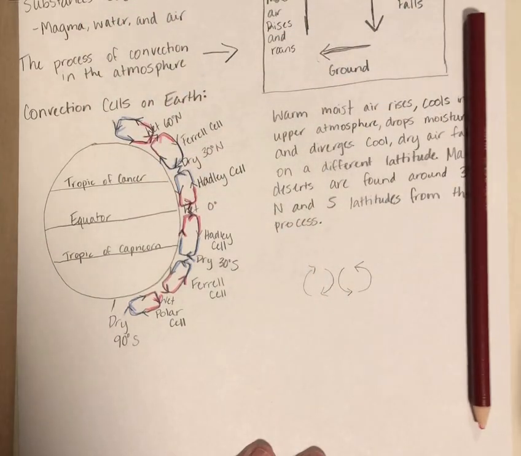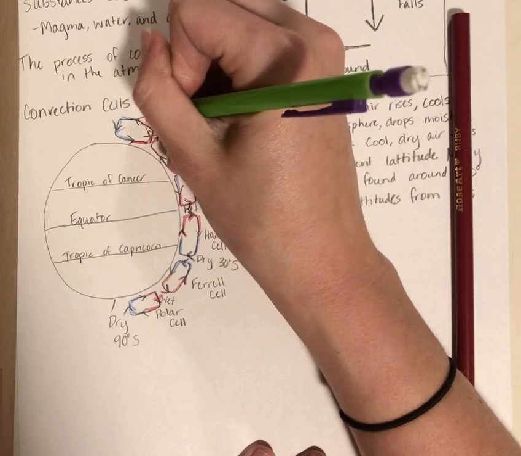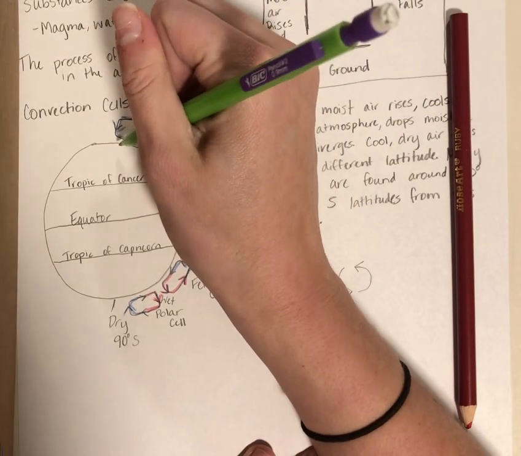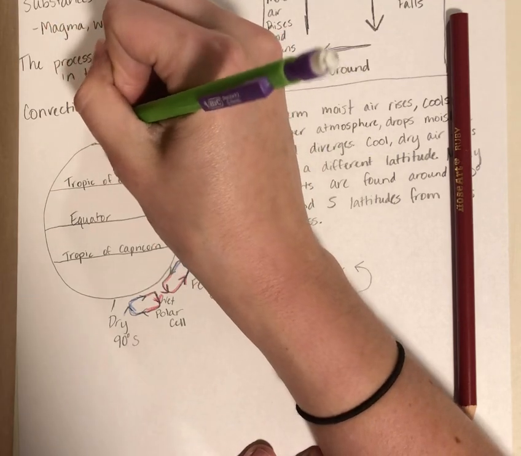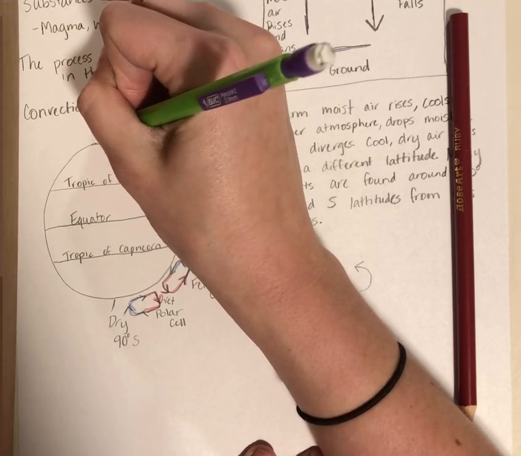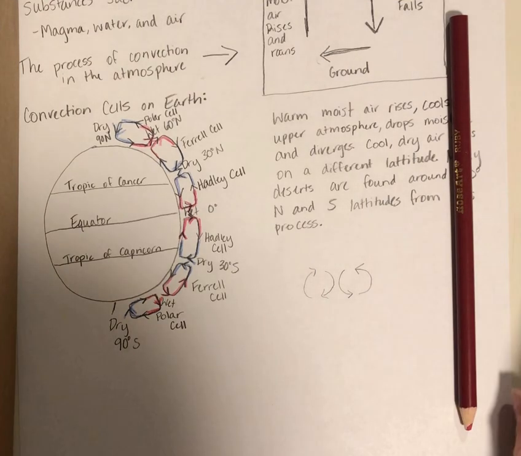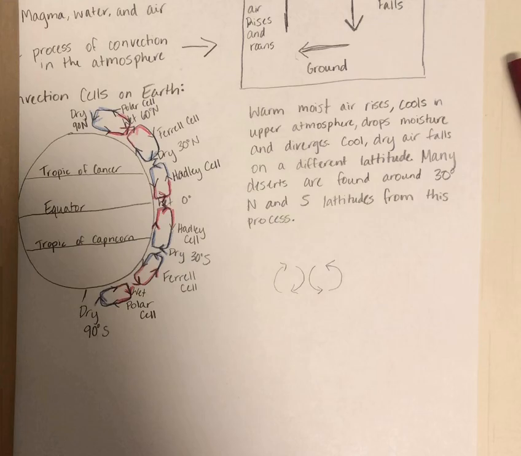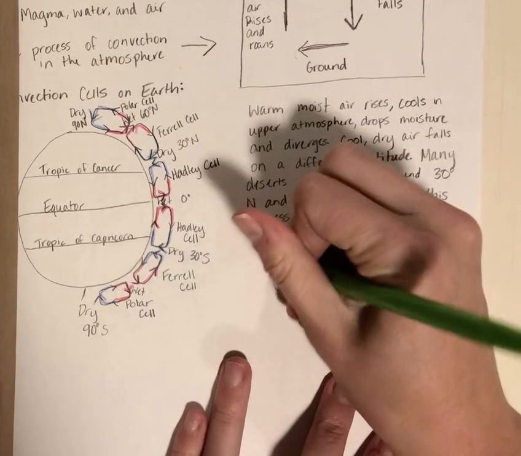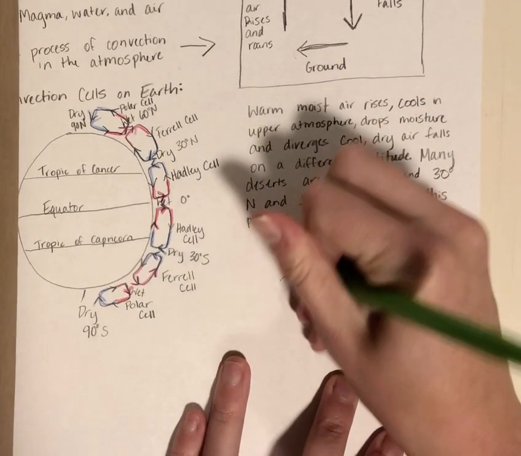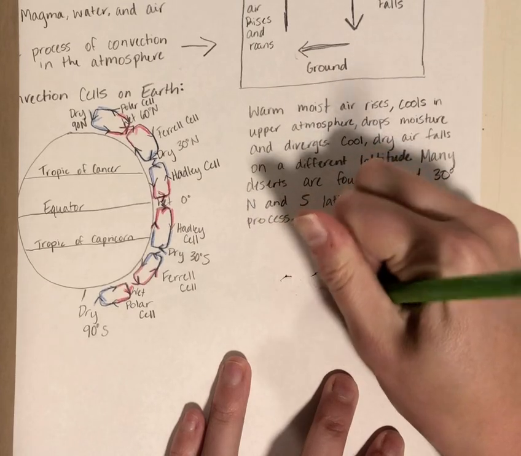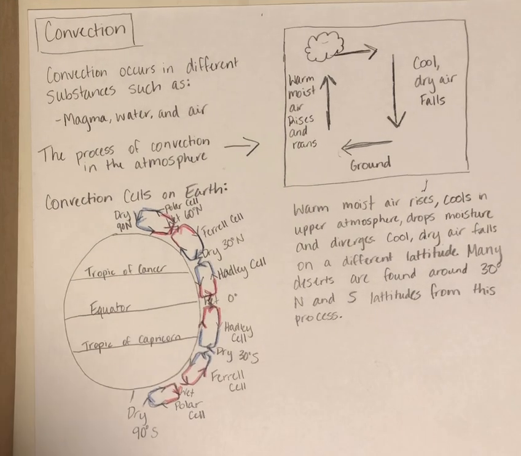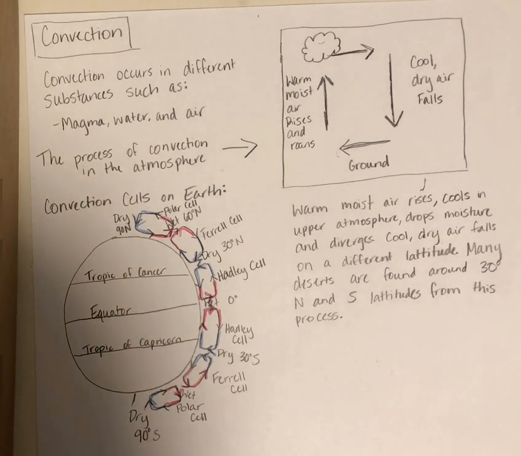Okay, and same thing, this is by the pole, so we call this a polar cell. And if we have cool air dropping, that means it's going to be dry at 90 degrees north. Okay, and I can erase this here. I'll move this where you can pause if you need to look for a second before I move on.